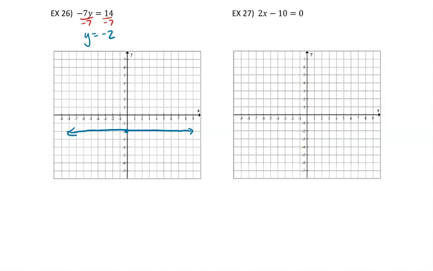For 27, it's going to be very similar. We're going to start by solving for x. So start by adding 10. We got 2x equals 10. Then we can divide both sides by 2, so x equals 5. Alright, so for this one, we're going to go over to 5 on the x-axis. X equals is a vertical line, so we draw the vertical line through it, and we're done.